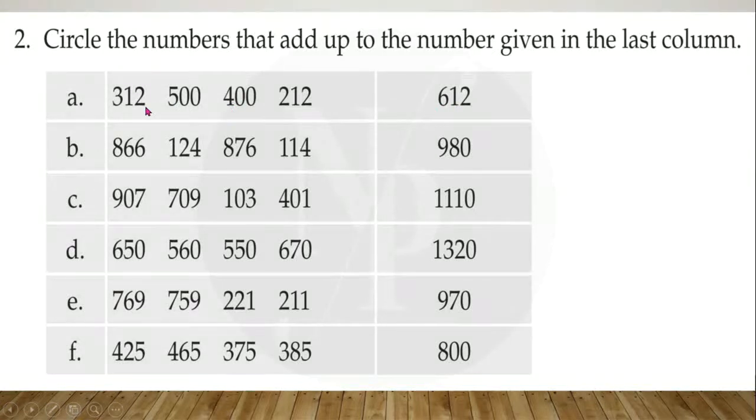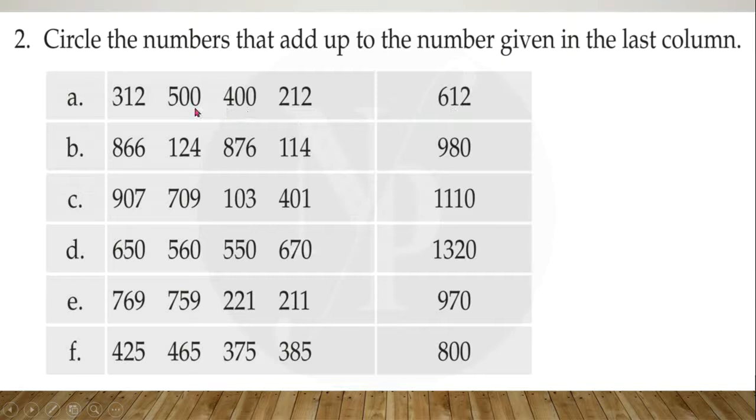For example, if I choose the first and second number here, so if I add 312 and 500, what I get is 812, isn't it? So 812 is not here. So first and second numbers are not appropriate to give this sum.